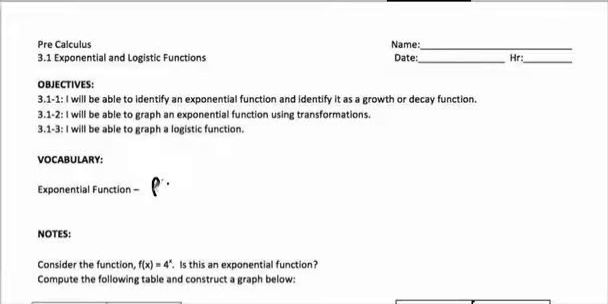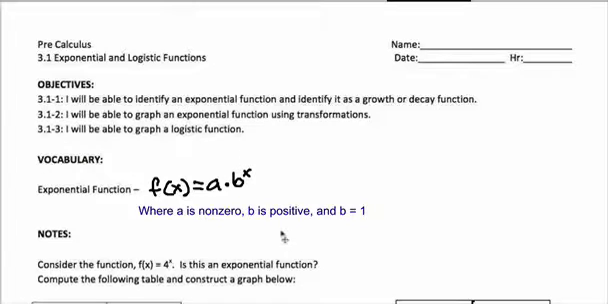So what does an exponential function look like? It'd be f of x equals a times b raised to the power of x. And this is where a is non-zero, so that cannot be 0, b is positive, and b does not equal 1. 1 raised to the power of anything would still be 1, and then 1 times our a would just give us a constant. We would just have a number.